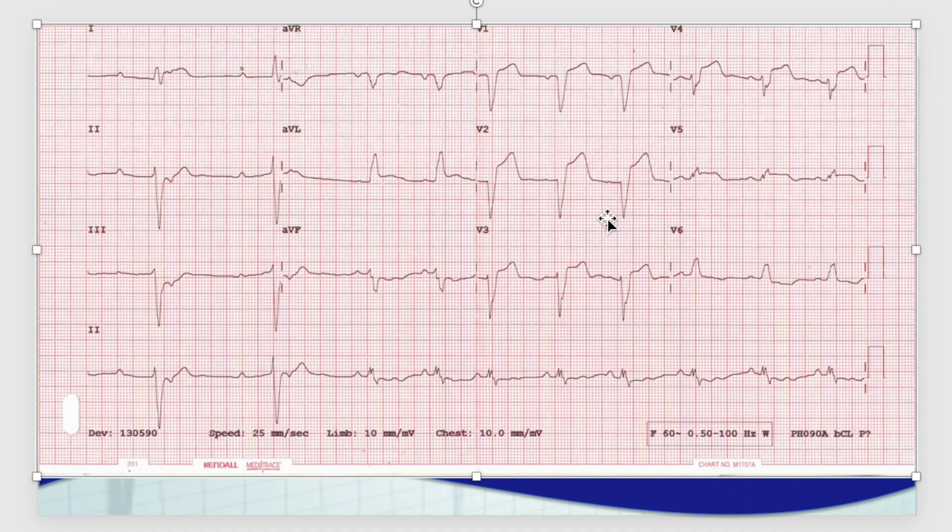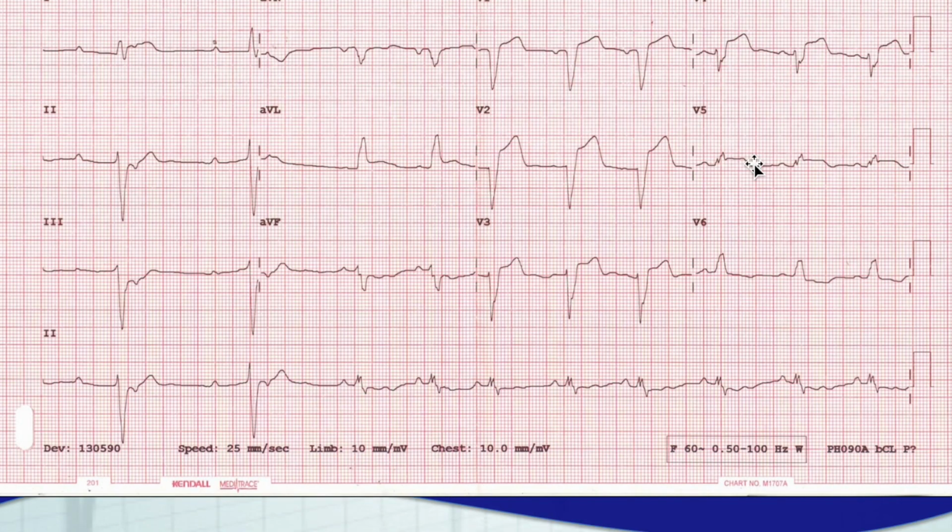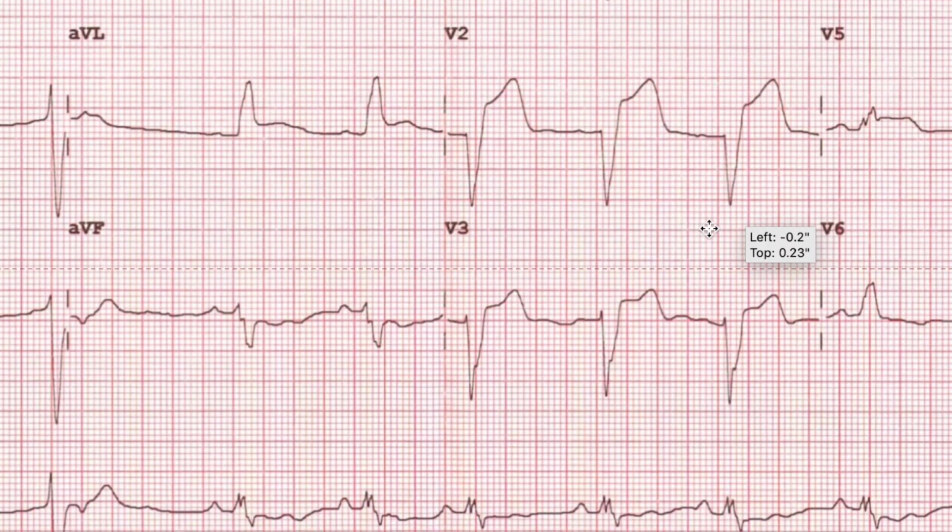So we'll move on over here to V1, V2, and V3. Now you don't have a terminal R wave, so the concordant elevation isn't at play here. However, we have excessive discordance. All right, let's see if I can zoom in again once again on these V1, V2, and V3.